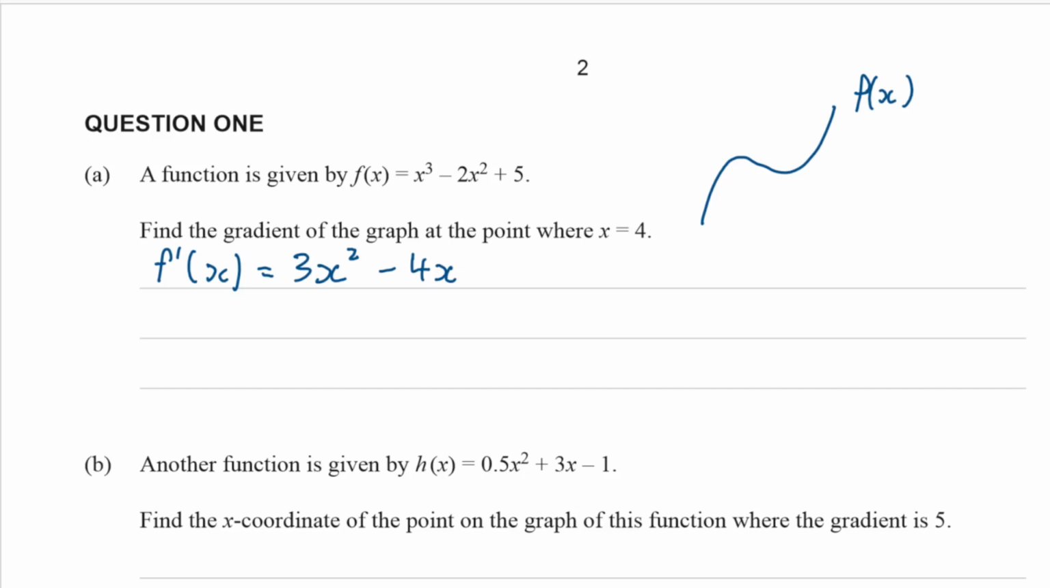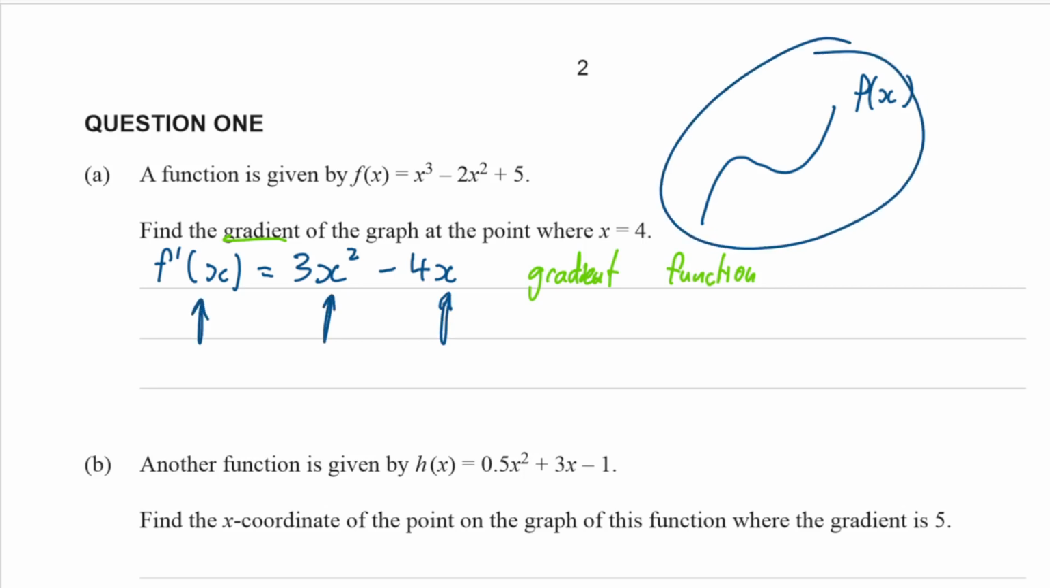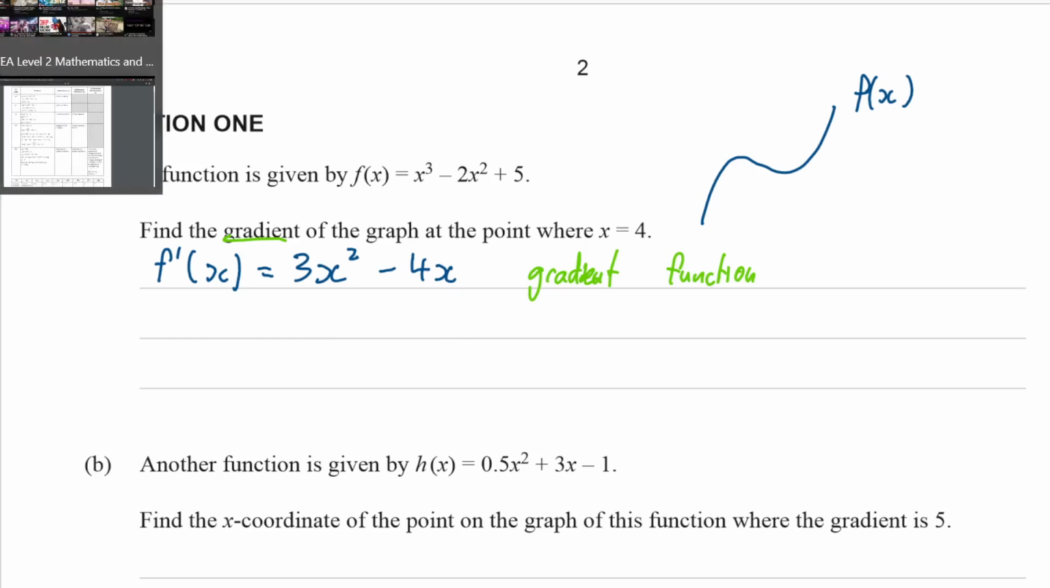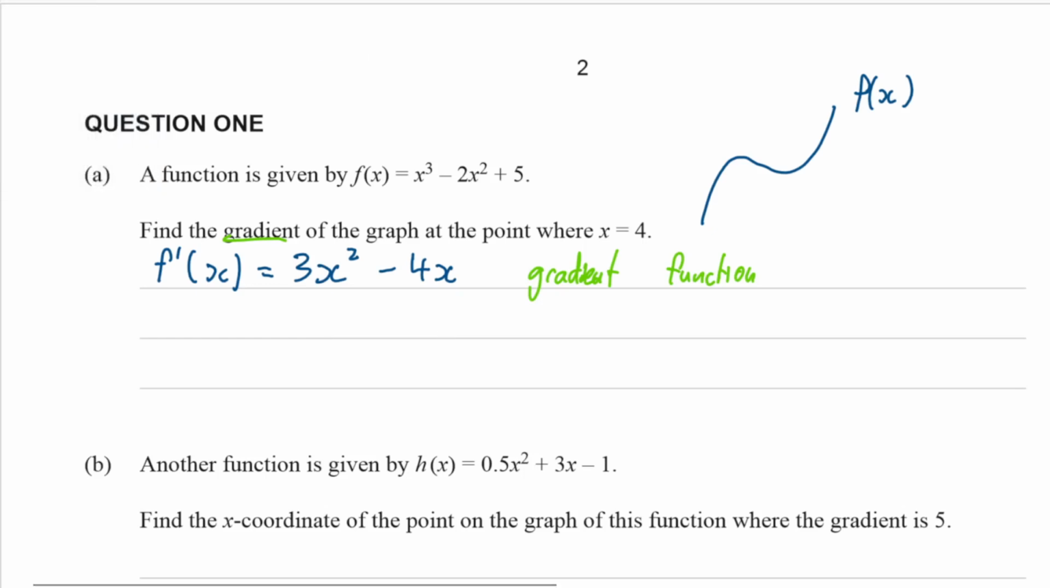Okay, so let's reread the question. Have we answered it? No. We found the gradient function, and what this does is for any input x, it outputs the gradient of the original function. So we are given the input x, and we are looking for the gradient. So in for x will go 4, and we will get the gradient as our output. So let's substitute that in now.